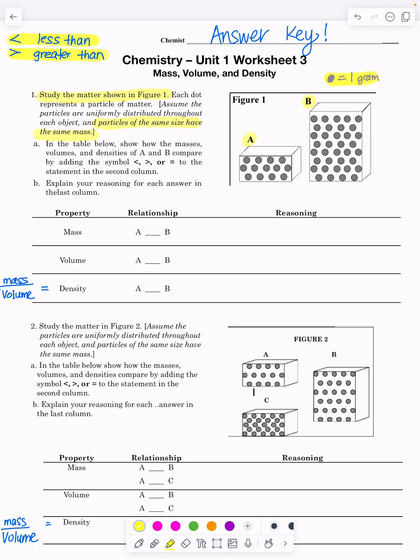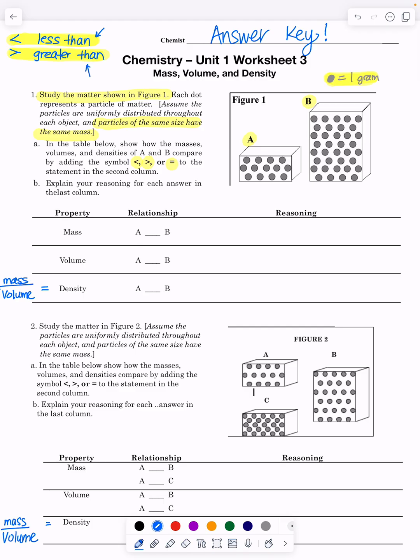In the table below, show how the masses, volumes, and densities of A and B compare by adding the symbols less than, greater than, or equal to the statement in the second column. And then explain your reasoning. On the top here, just in case, I put what the greater than and less than signs look like. So the less than looks like this, and the greater than looks like this. So let's look at this.